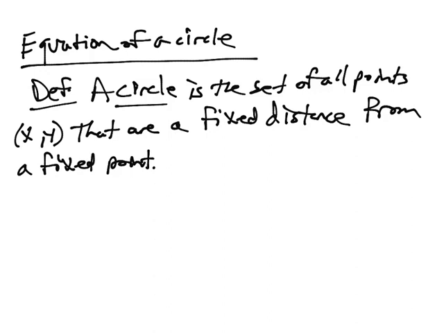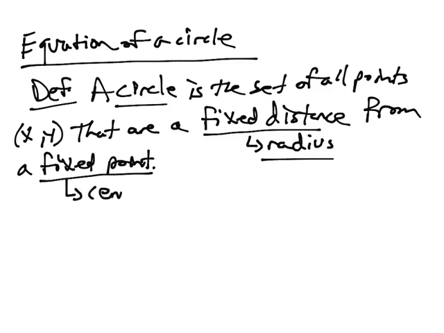So you probably are familiar with terms for these. The fixed distance is called the radius of the circle. And the fixed point, which you're measuring everything from, is called the center of the circle. We typically use r for radius, and we typically use the letters h, comma, k for the center of the circle.